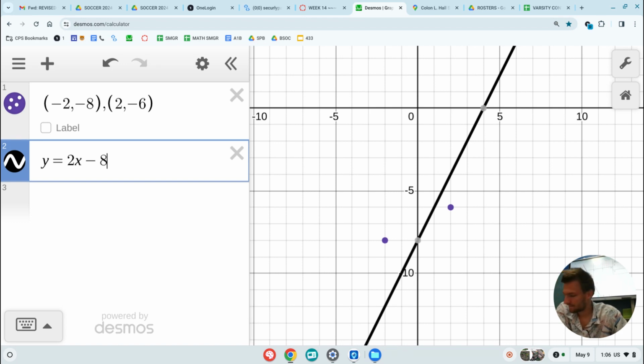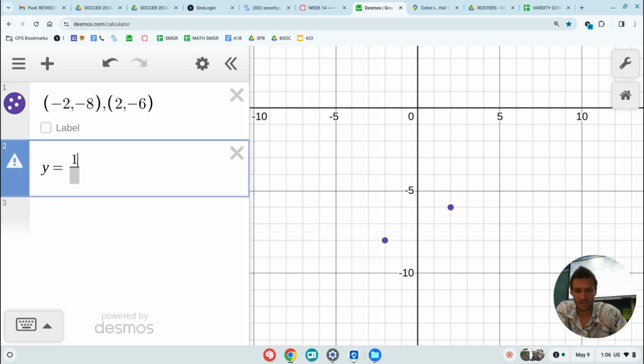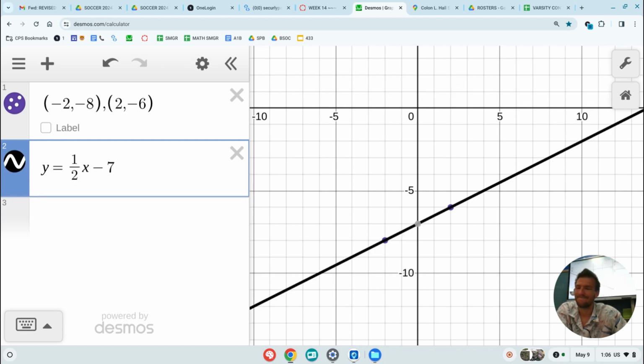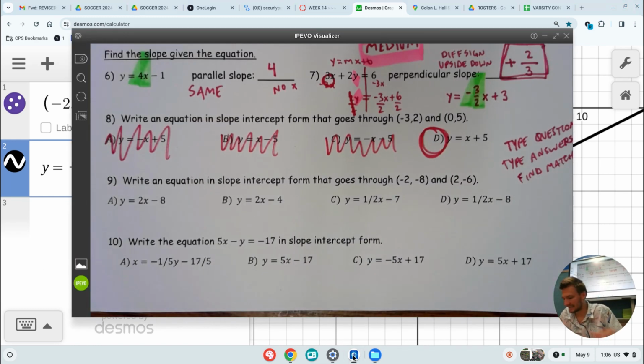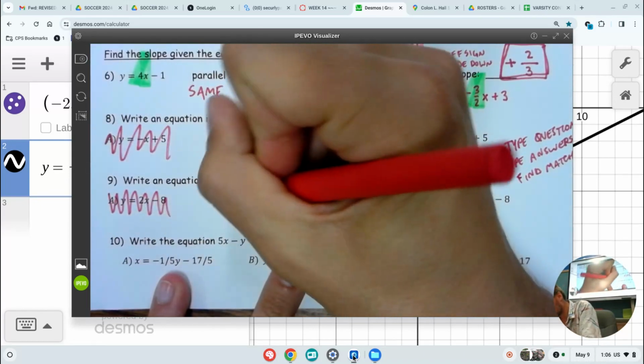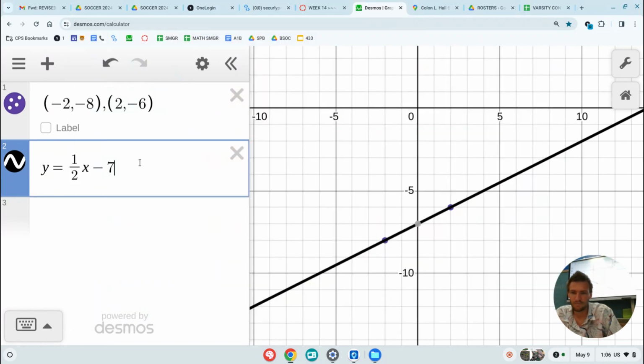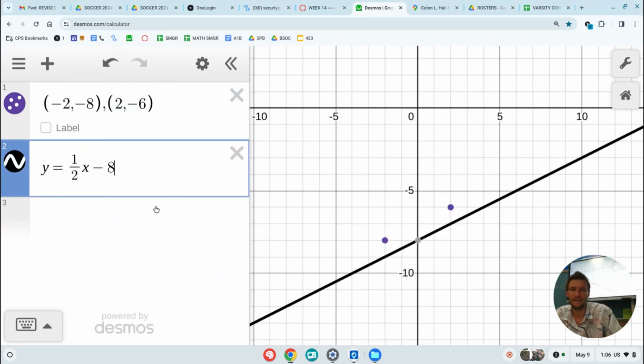That's not going to work. What about y equals 2x minus 4? We got one of those dots, but we didn't get both of those dots. What about y equals 1/2 x minus 7? That one looks pretty good. So the answer for this question is going to be C. A missed it. B missed it. And just to prove it to you, letter D obviously misses it as well.